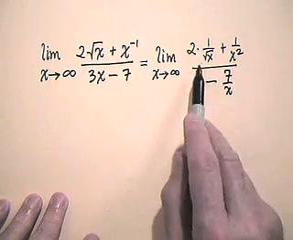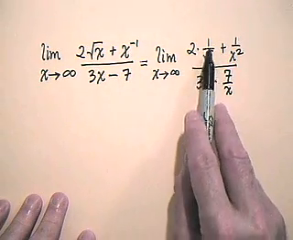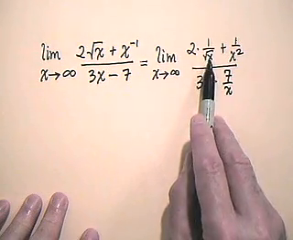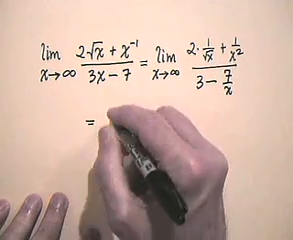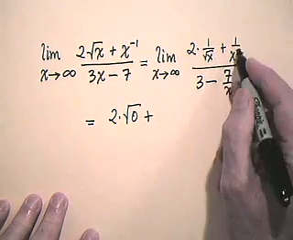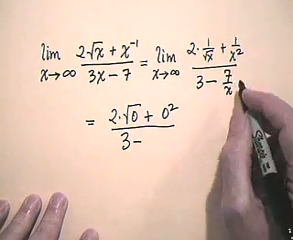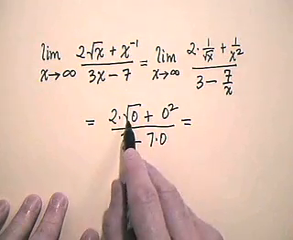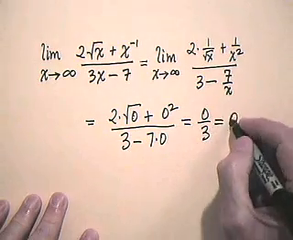And so now what's going to happen to each term as x goes to infinity? Well, the limit of 1 over square root of x will be the square root of the limit of 1 over x as x approaches infinity. So that's the square root of 0, which is 0. So we get 2 times the square root of 0 plus 0 squared divided by 3 minus 7 times 0. And so notice the numerator is 0, the denominator is 3, and we get 0.